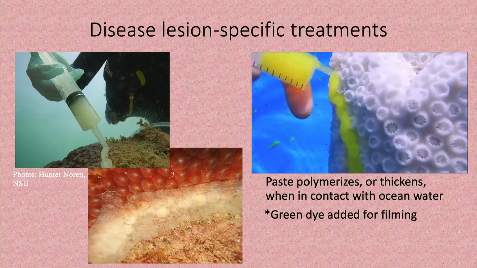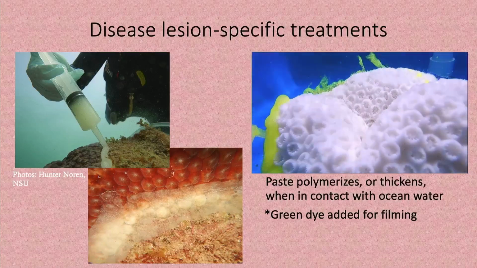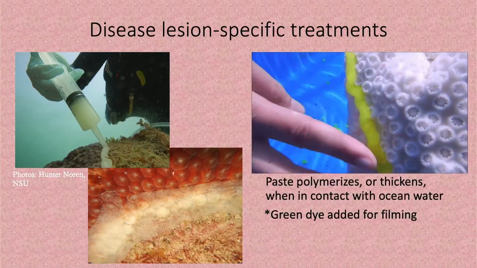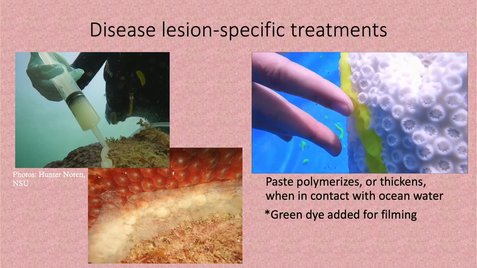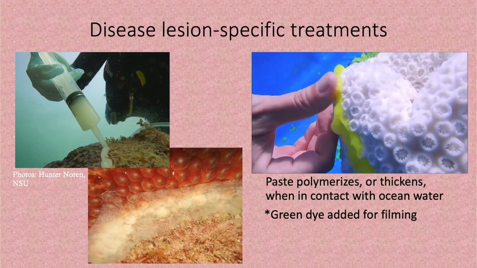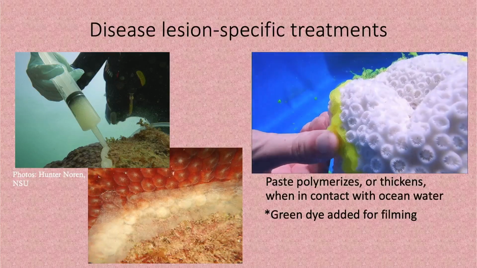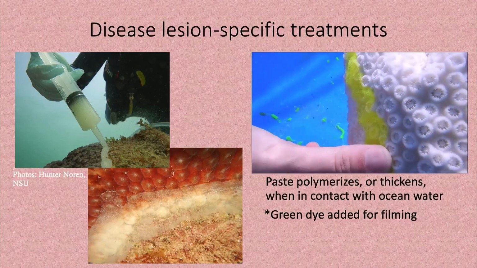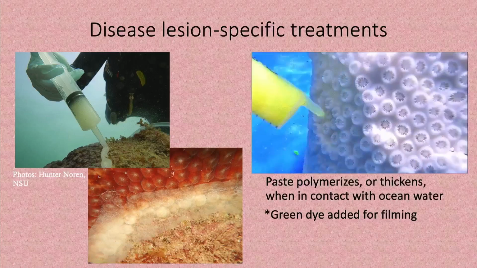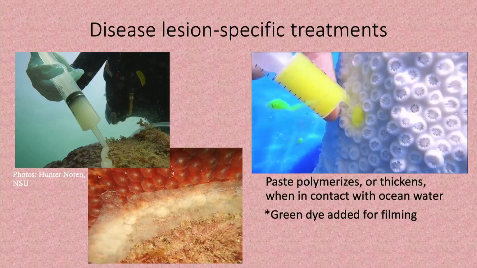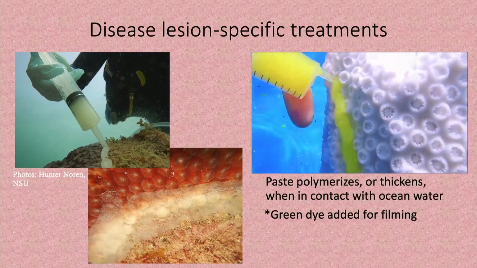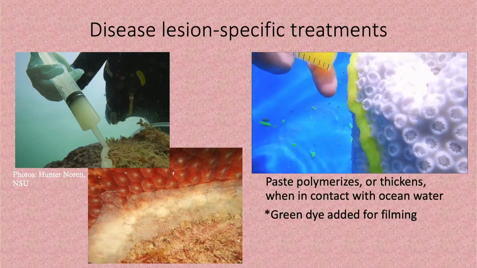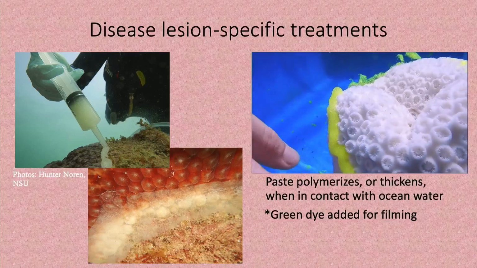And we also have a disease lesion specific method. What we can do is put this paste right on the lesion front, and this paste has the probiotic bacteria in it. This way, the probiotic is in direct contact with the lesion, but it's still integrated into the coral microbiome. And this will stay on the coral for about 6 hours, and then it will just naturally dissolve.